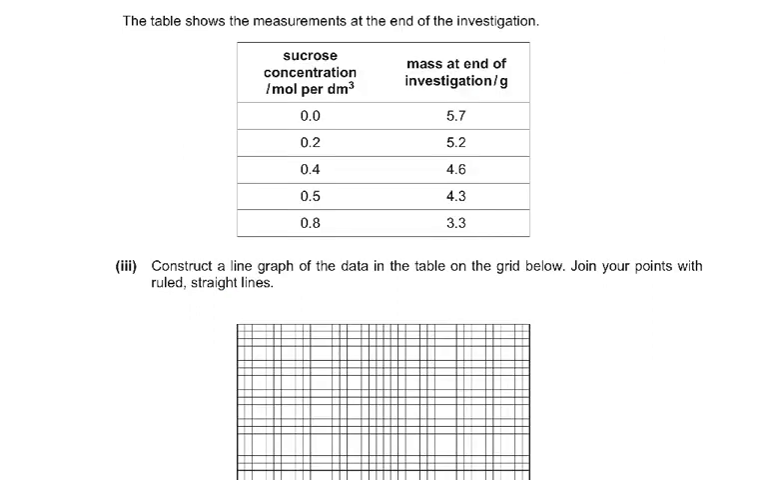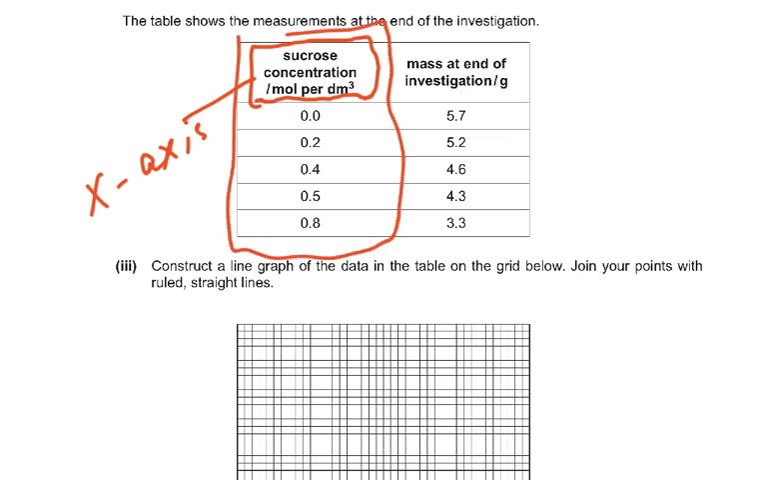Then we come to the next part. The table shows the measurements at the end of the investigation. Sucrose concentration in mole per dm cube. You always write the units in the heading, and this always goes on the x-axis. The first column is the independent variable, and it always goes on the x-axis. This is what you're going to remember in your A levels as well.